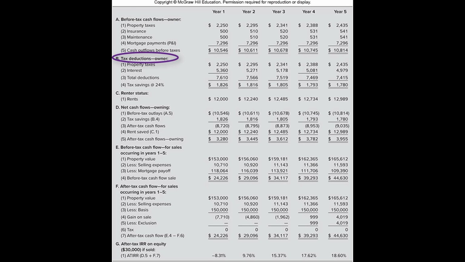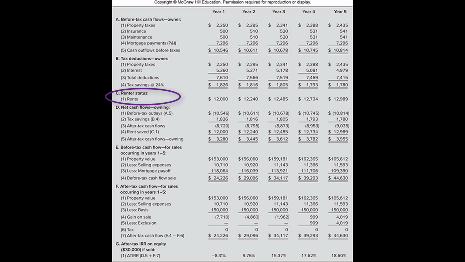But because we're owning in this scenario, there are tax deductions that are available to the homeowner. So we've got property taxes and interest, which gives us total deductions. And then depending upon the tax bracket of the homeowner, and we're using 28% here, then we have a tax savings that's attributable to home ownership.